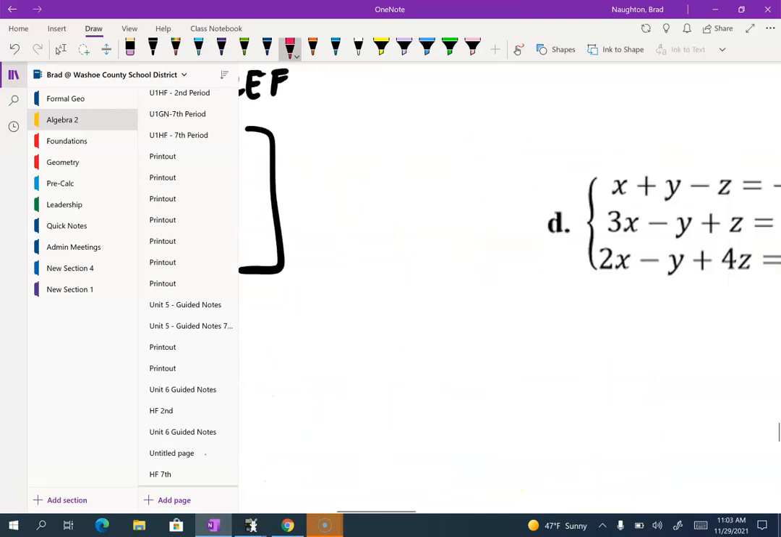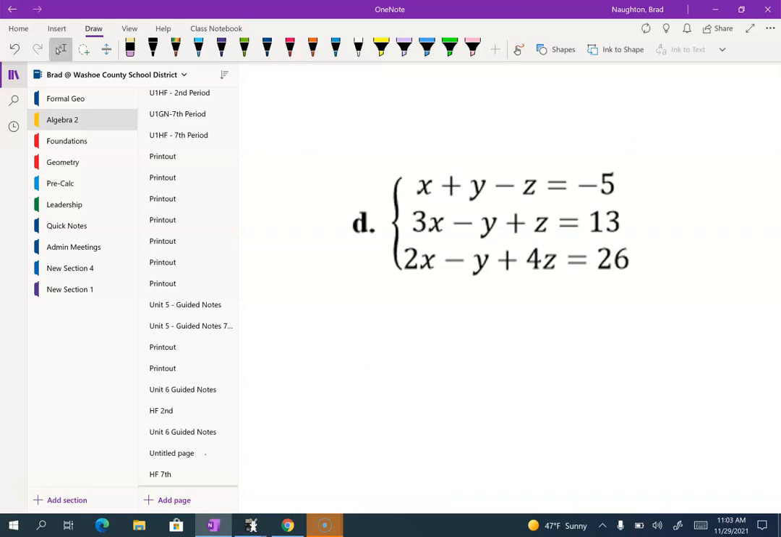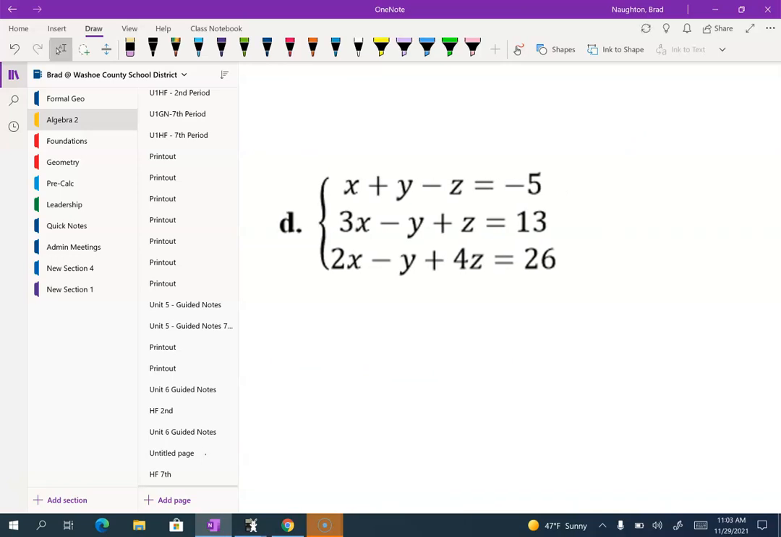So, ladies and gents, you're on D. Put it in the calculator, hit pause. Let's see what you get. So welcome back. If my math is right, I got 2, negative 2, 5. So if you got that right, you can go ahead and skip on to the next one. If not, let's take a look.